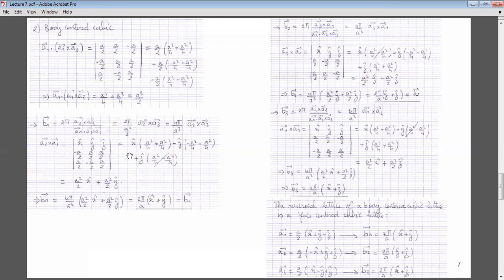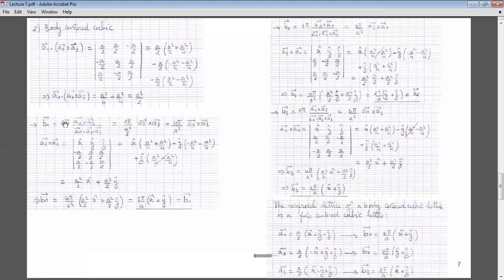So A2 cross A3, you get it this way. This is the cross product. You need to remember how you do it. Make sure you know how you do it, okay? There's going to be an assignment where you have to do this. There's going to be a midterm where you will get a question where you have to do this. So make sure you remember very well how you do the cross product and the dot product, okay? So you do A2 cross A3, and you get here the answer: A squared over 2 in the direction of x plus A squared over 2 in the direction of y.